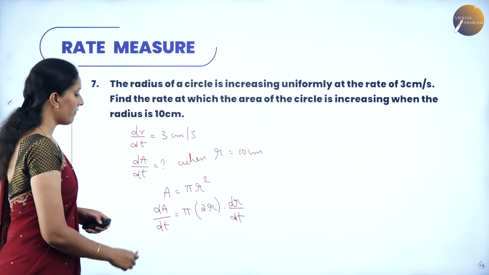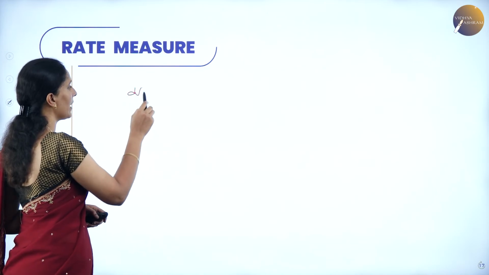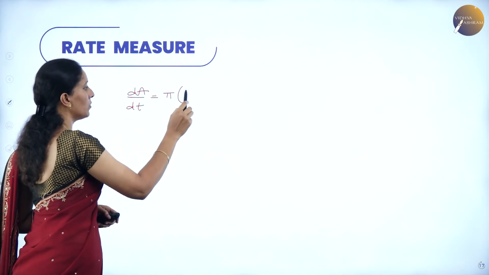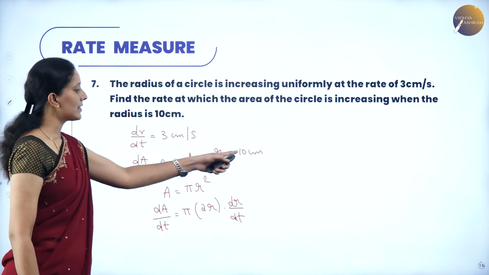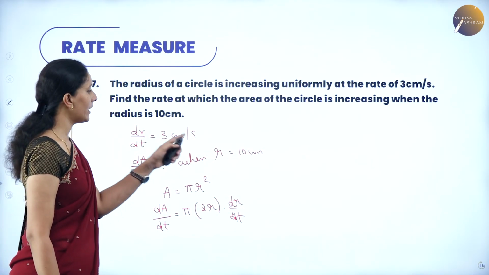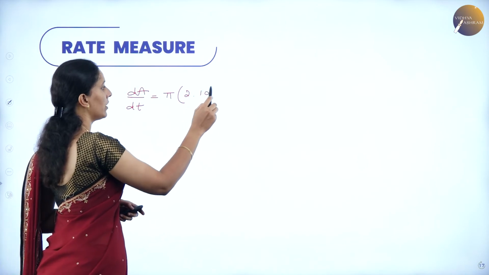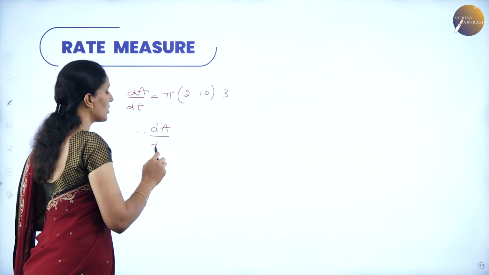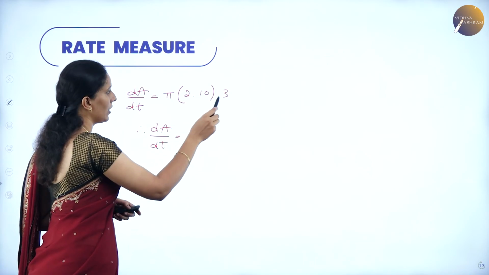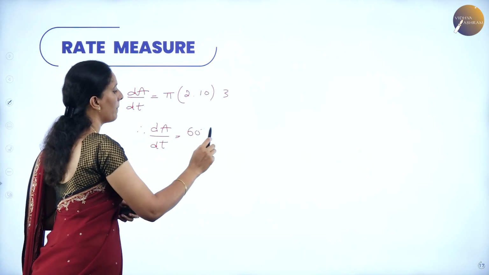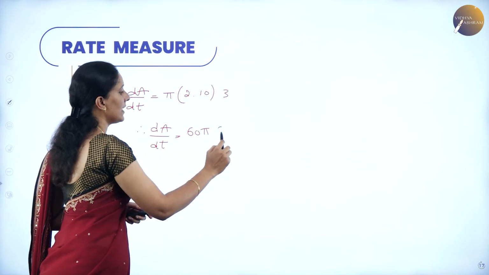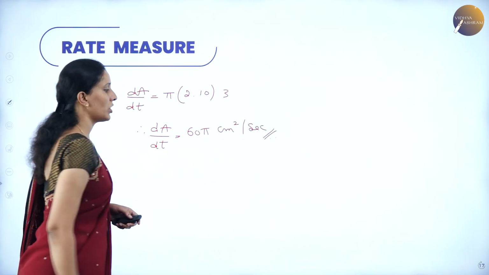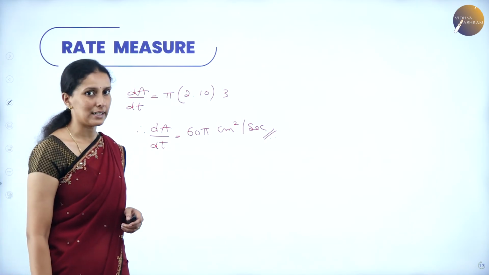Now, substitute the values here. So, dA/dt is equal to π into 2 into r is 10 centimeter, dr/dt is 3 centimeter. So, 10 into 3 we get. So, therefore, the area is changing at the rate of 60π centimeter square per second. So, this is the change in the area of a circle.